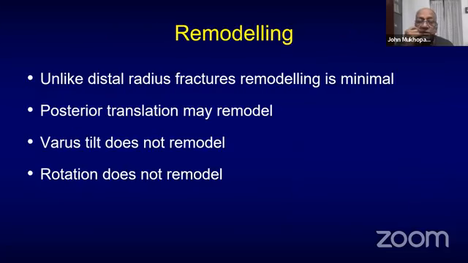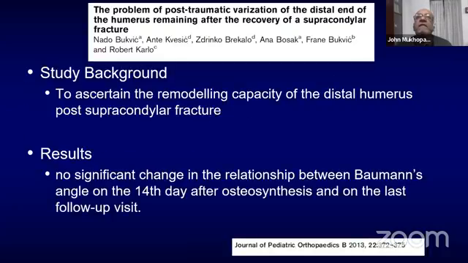What is important to understand is, unlike the distal radius fracture in a child, which tends to remodel significantly, there is very little remodeling in the distal humerus fracture. You may get some remodeling of the posterior translation, but the varus tilt or the rotation does not remodel, and therefore, once you have a deformity, it is more or less there for life.